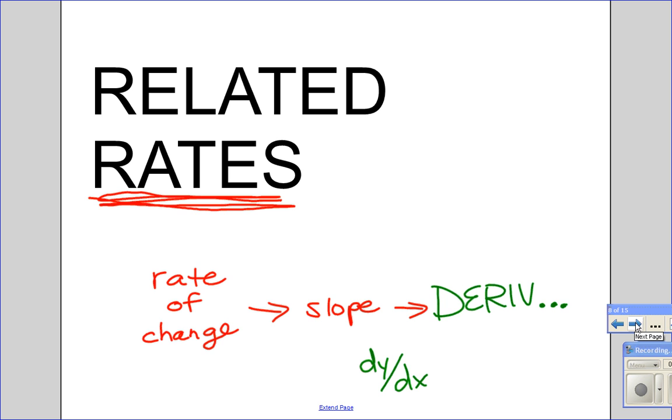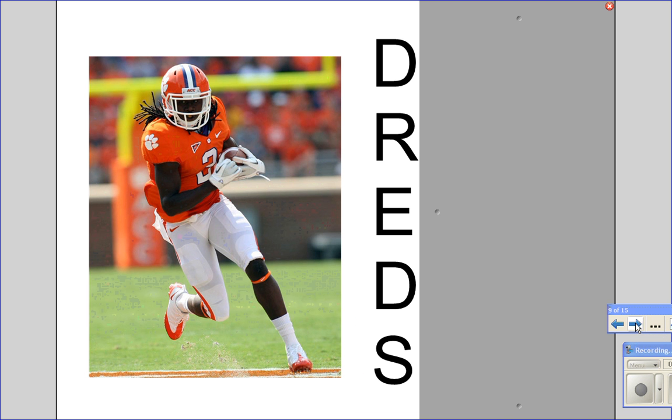So there's a step-by-step thing. I like to remember it using the word dreads. I'm not talking about everybody's favorite receiver. That's not the type of dreads I'm talking about, although, how about those Tigers? I am talking about this type of dreads.